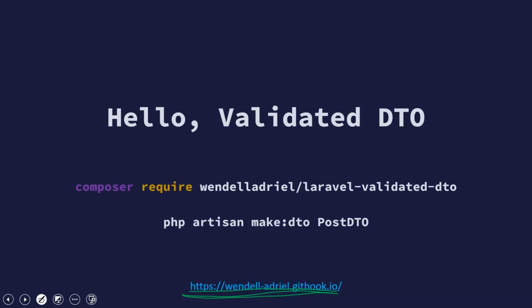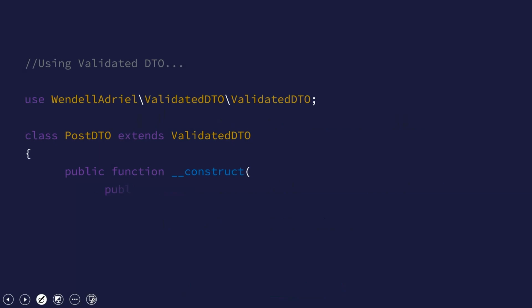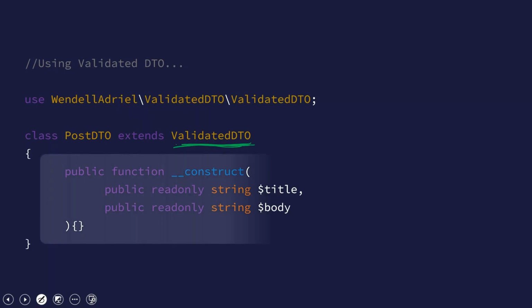DTOs using an artisan command, php artisan make:dto PostDTO. Once you run that command, you will get this DTO here. So we are using Validated DTO. You get a PostDTO that extends the ValidatedDTO class. All it does is the same thing as we have done there. You create read-only properties, and then you have your DTO.